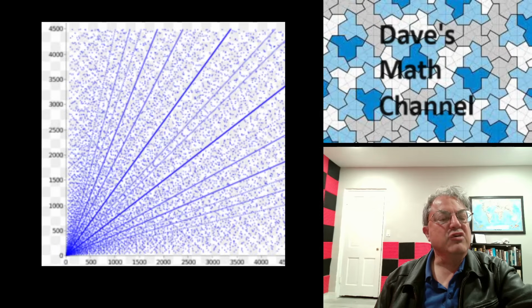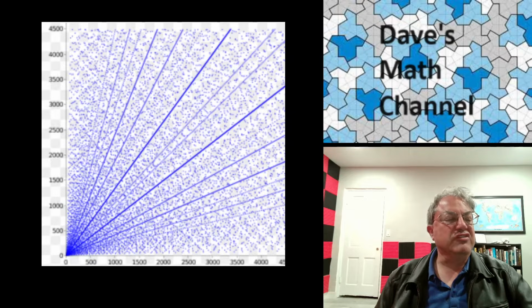So anyway, here's a scatter plot. I think this is kind of an interesting plot. This is a scatter plot of all the primitive Pythagorean triples with sides up to, I think, 4,500. Kind of an interesting picture, I think. It just shows you how many there are. There's definitely many, like I said, and they fall on this nice kind of scatter plot.